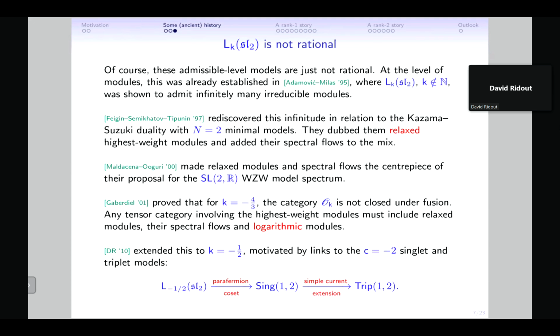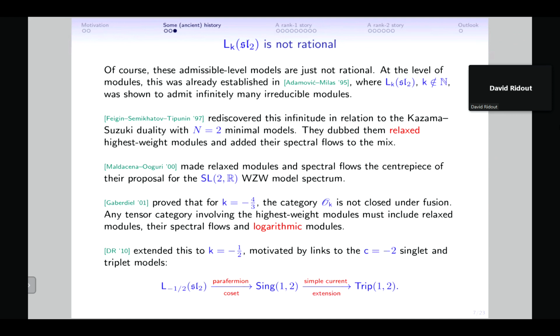All right, but from there, some famous papers from around 2000 or so. Maldacena and Ooguri introduced the SL2R Wess-Zumino-Witten model, which was, of course, quite physically interesting because, they say SL2R, but what they mean is the universal cover, which is sort of the unpacking of anti-de Sitter space in 3 dimensions. So they made a proposal for the spectrum, which essentially uses these relaxed highest weight modules and their spectral flows.